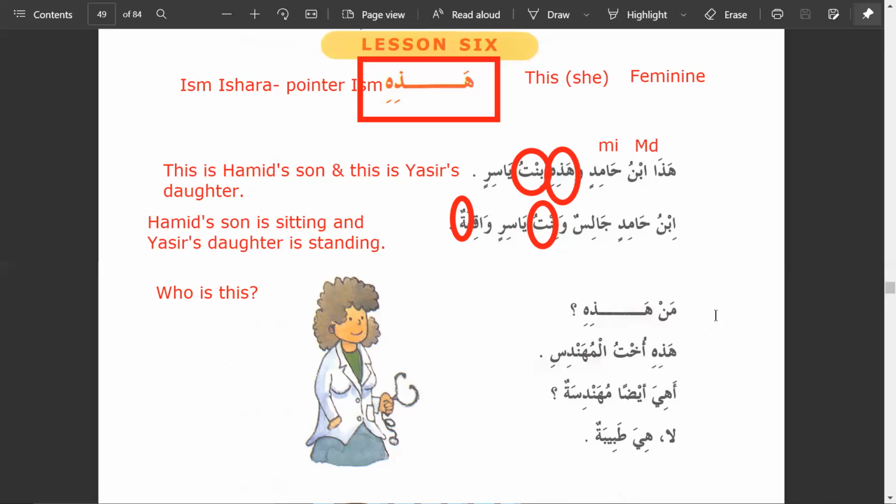And what's the difference between ma and man? Ma is what, and man is who. Okay. Next sentence.